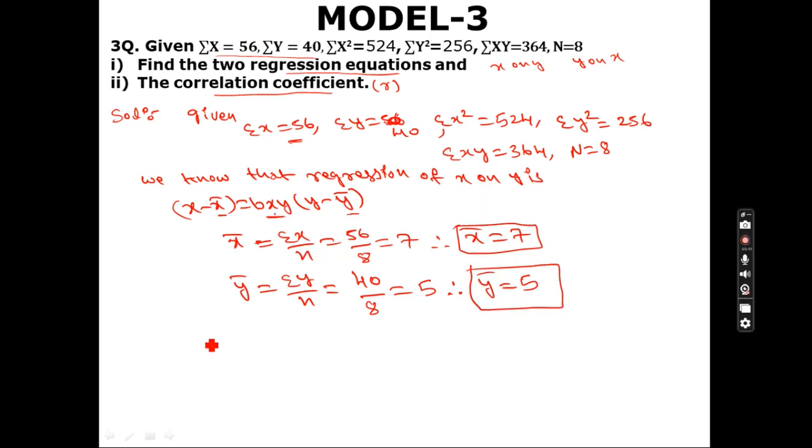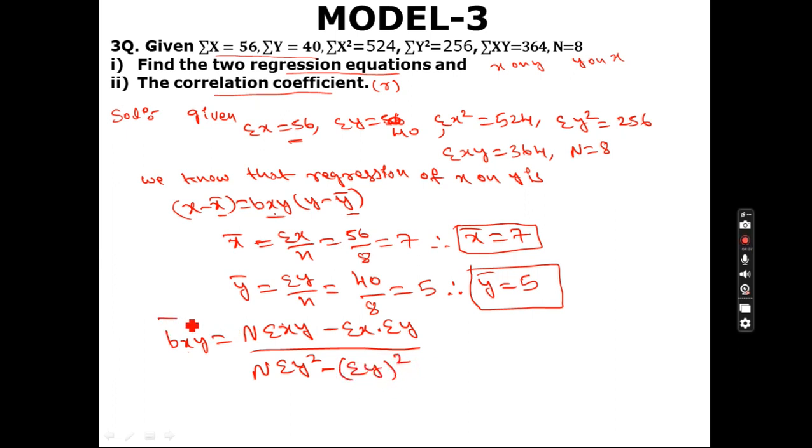Next we have to calculate bxy. How to evaluate bxy? In the direct method formula: n into summation xy minus summation x into summation y, divided by n into summation y square minus summation y whole square. Since it is x on y, y should come in the denominator. This is a formula you need to remember. You already know bxy is called the regression coefficient of x on y, which was already explained.